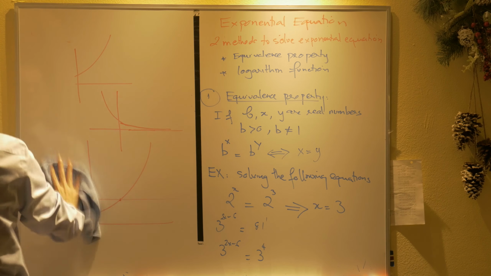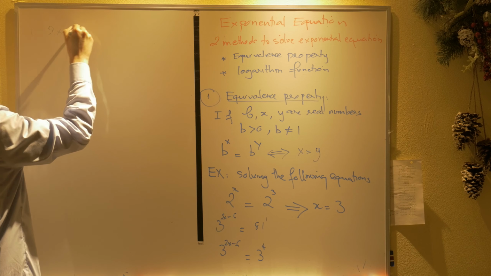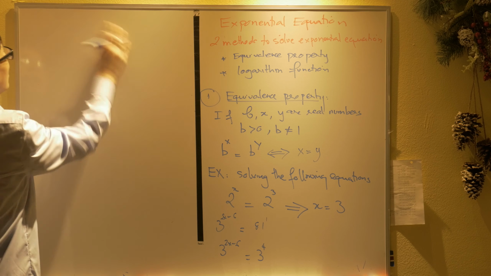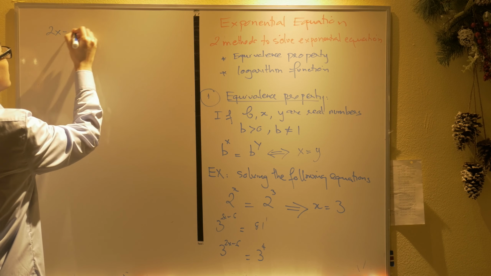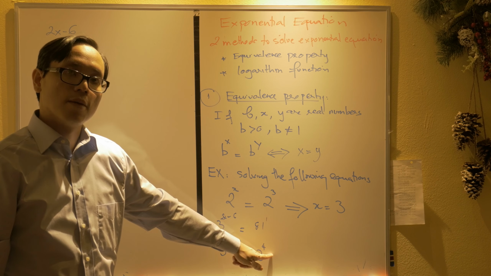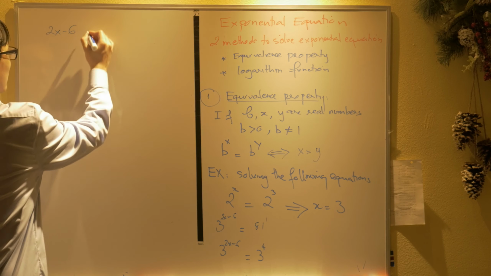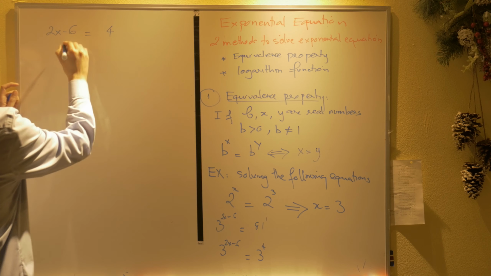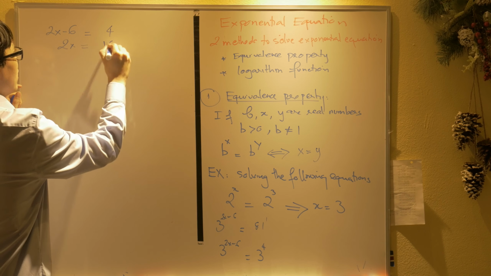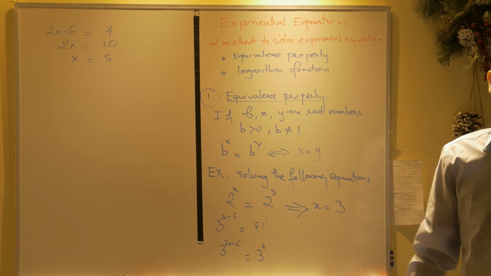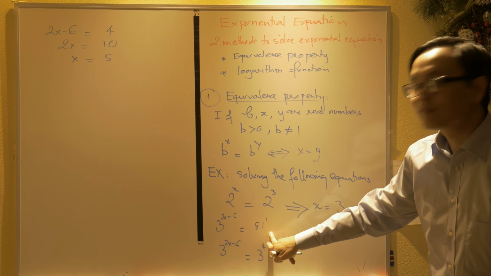On the left hand side, the exponent is 2x minus 6. So I set up 2x minus 6. Okay, that's the exponent, equal to 4. 4 is the exponent of this power number. So 4. And now I have 2x equal to 10 and x equal to 5 easily. Here you go. I already got the solution for this exponential equation.